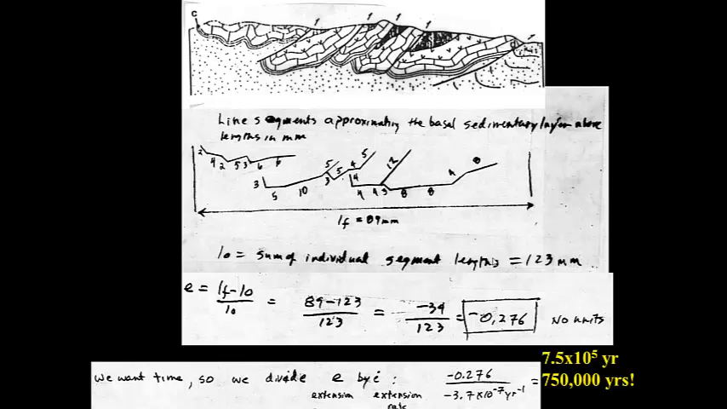But if we want to divide through by time, we can divide E by E dot, or the extension by the extension rate, and since it's year to the minus 1, the year will pop up, and we end up with 7.5 times 10 to the 5th years. So it's kind of an interesting result. It says that it takes, in this case, about 750,000 years to build this little piece of a mountain belt with this kind of shortening. And it turns out that's quite true, and it's kind of a fundamental result.